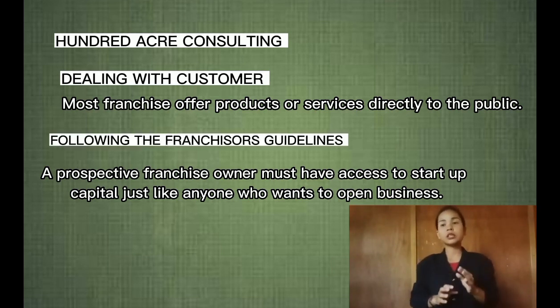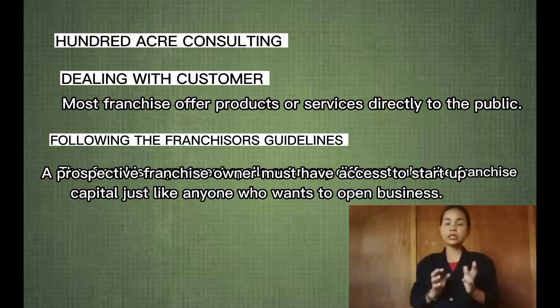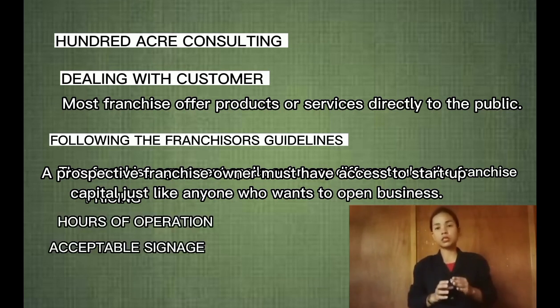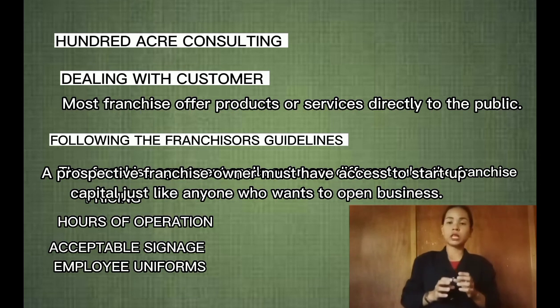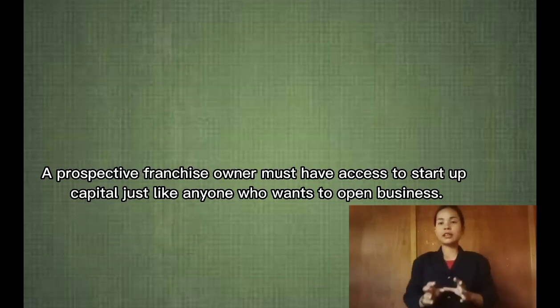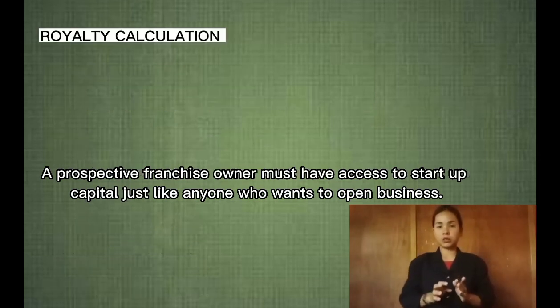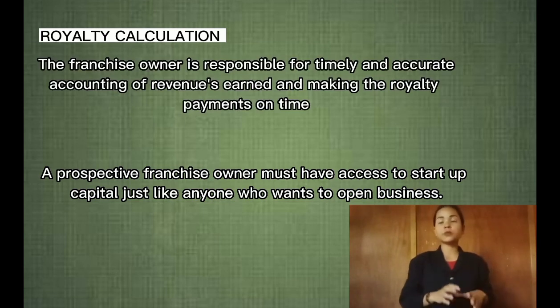Next is following the franchisor's guidelines. The franchise agreement spells out many different rules a franchisee must follow. These include pricing, hours of operation, acceptable signage, employee uniforms, and even accounting procedures. Next is royalty calculation. The franchise owner is responsible for timely and accurate accounting of revenues earned and making the royalty payments on time as spelled out in the franchise agreement.